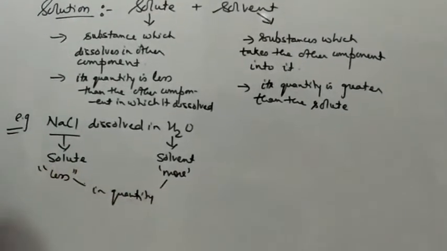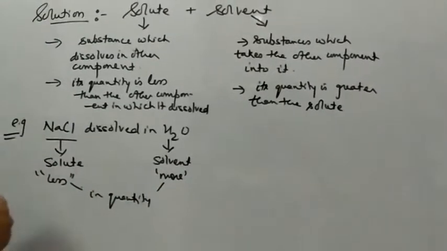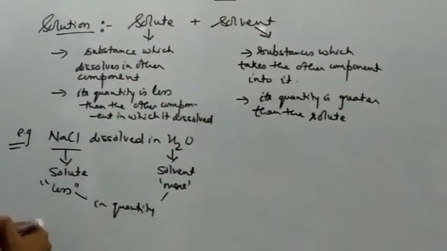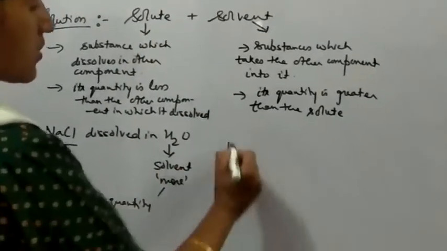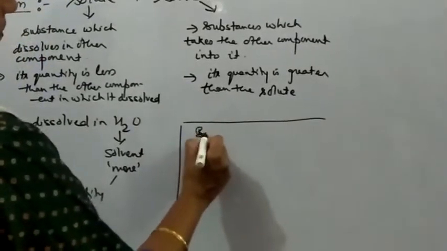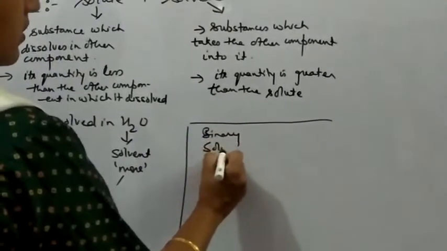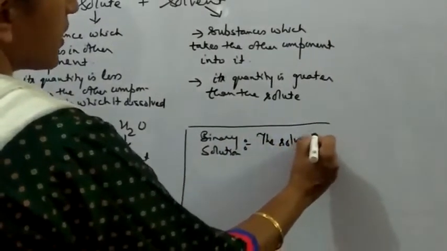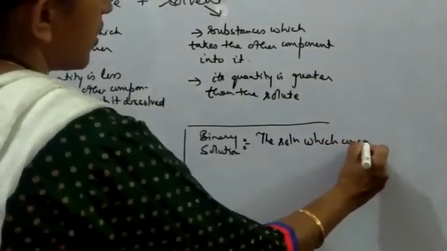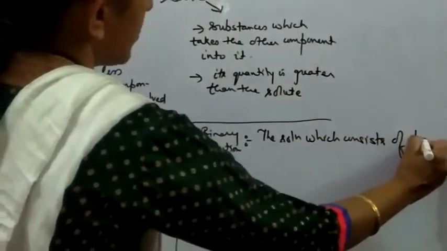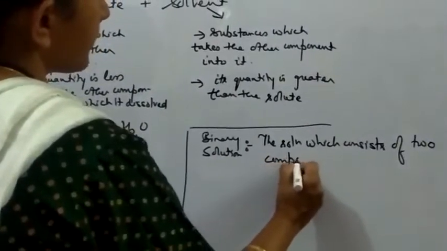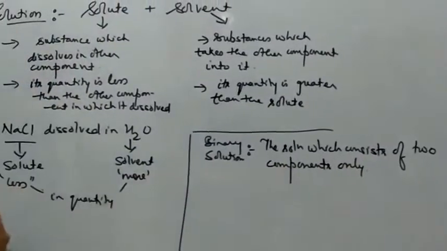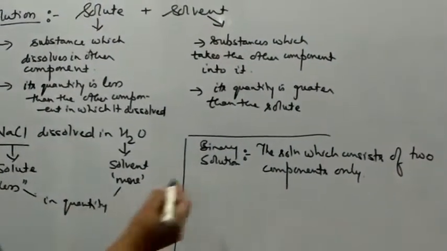Right. Now in your syllabus you have the binary solution, that is a solution which has only two components in it, one is solute, another is solvent, right. So what is a binary solution? The solution which consists of two components only, right.